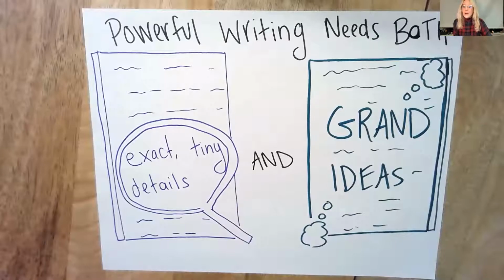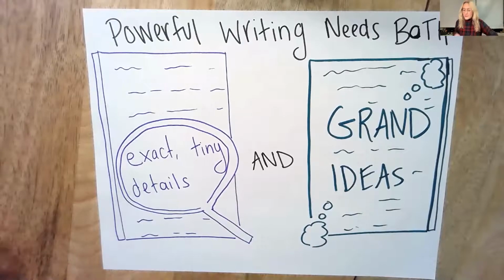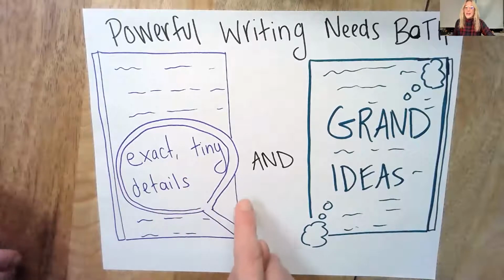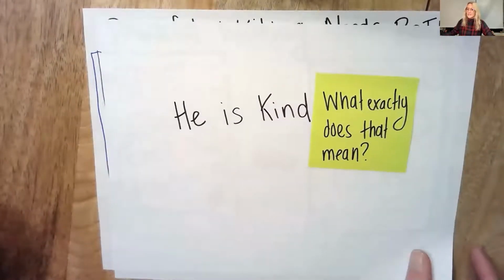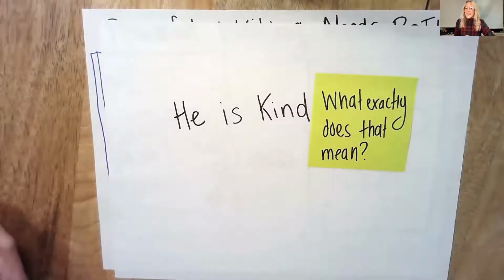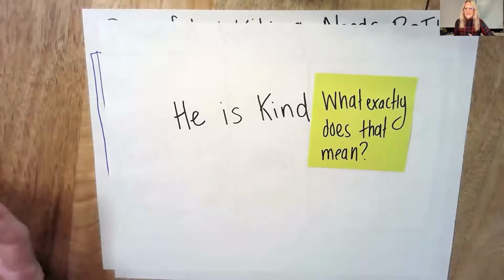Writers, powerful writing needs both exact tiny details and grand ideas. For example, I could write, "He is kind." And that gives the big idea of him. But what does kind mean?